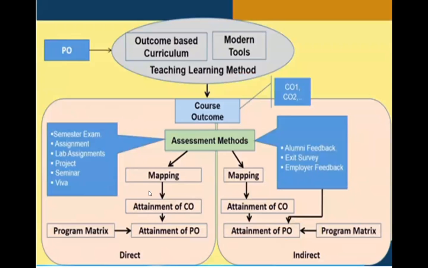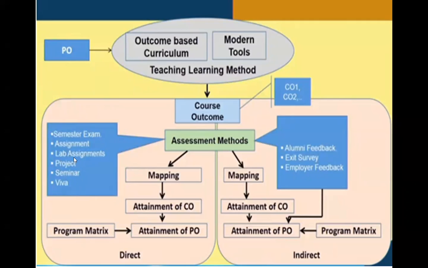So we have seen this part of the structure where we have seen the assessment methods for the semester exam, assignment, lab assignments, project, seminar, and viva. So we have seen the assessment method for the theory subjects, and also labs can be included in that. Evaluation of project, seminar, viva.